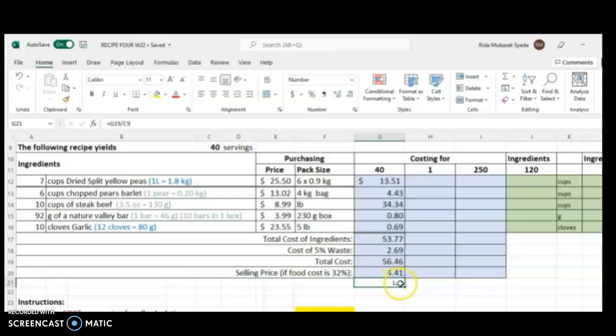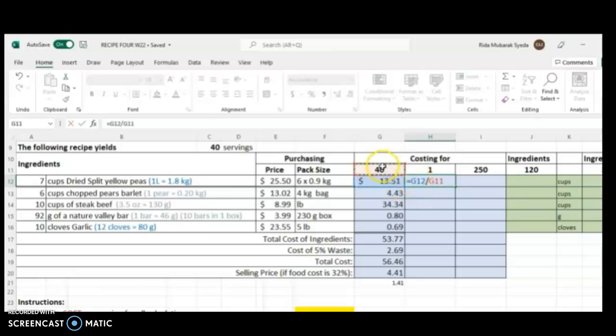And when I press enter, I got 441. And when I use my calculator to find that out, that is what I got, 441. Okay, now for costing for 1, this is simply easy. You just take the costing for 40 and divide it by number of servings, and you get the costing for 1. So it'd be equal sign, costing for 40, divided by 40.